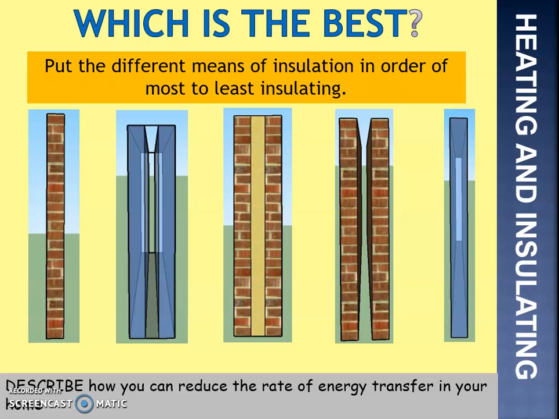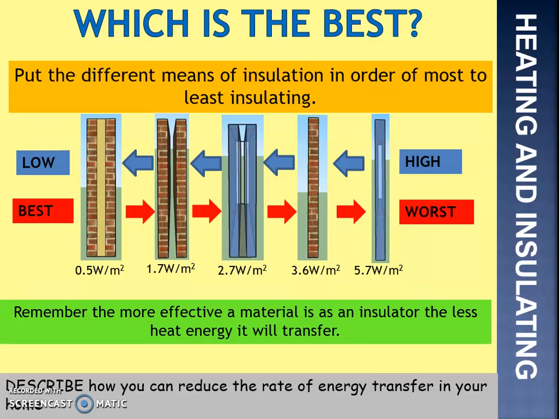Okay, so we've got 5 different methods of insulation there. We've got a single wall, we've got double glazing, we've got cavity wall insulation filled with foam, we have a cavity wall, and we have single glazed. Put those in order of most insulating to least insulating. Pause the video whilst you do that. Okay, there's the order.